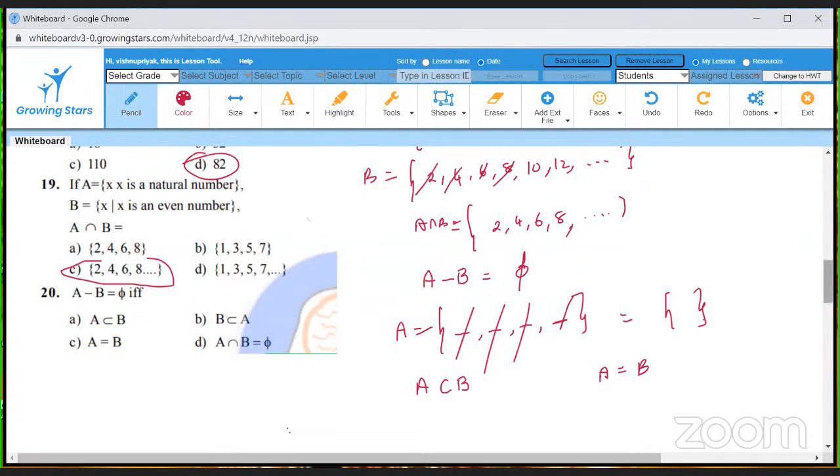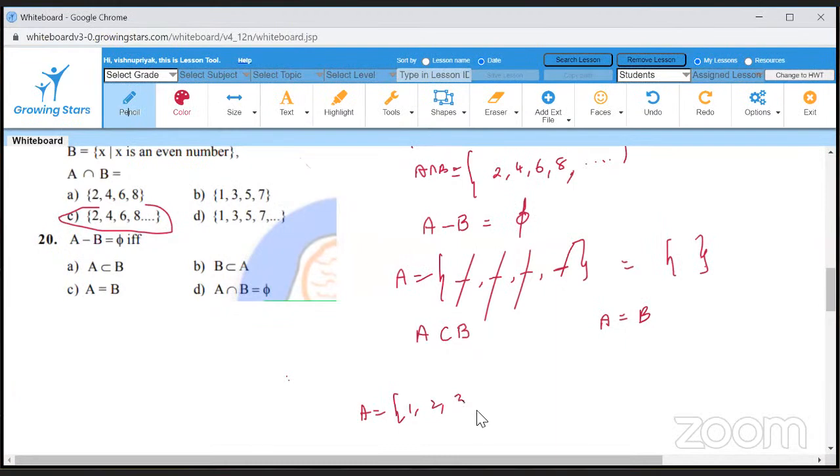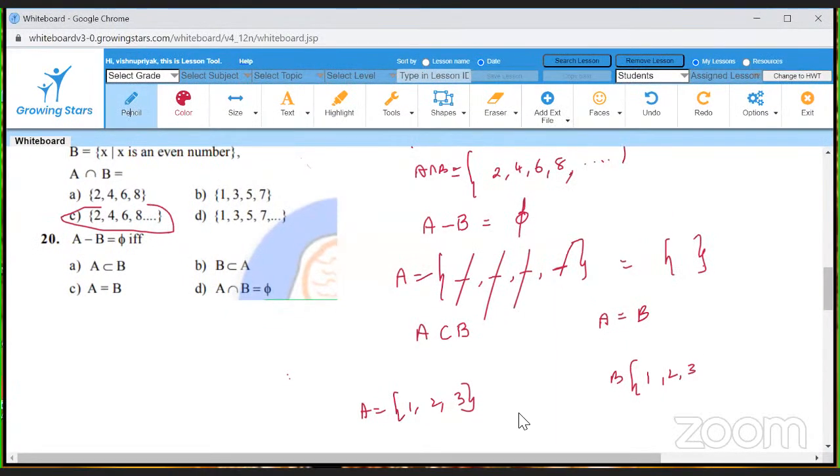Suppose A and B are equal, like if A is 1, 2, 3 and B is also 1, 2, 3. Suppose from A, if you subtract all, what will happen? Nothing is there. Empty set.